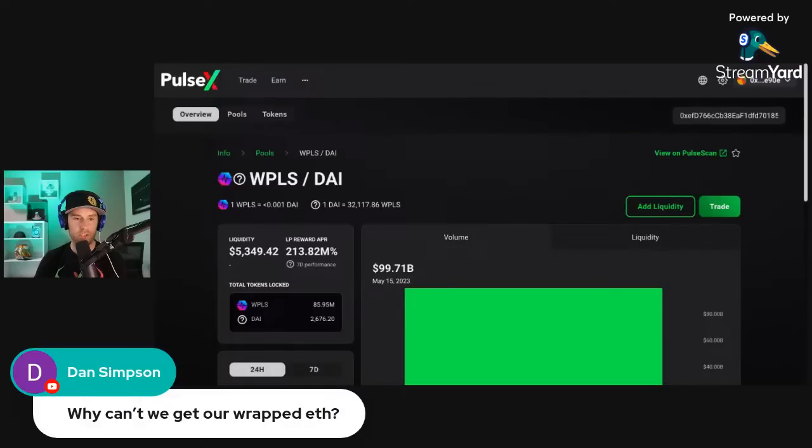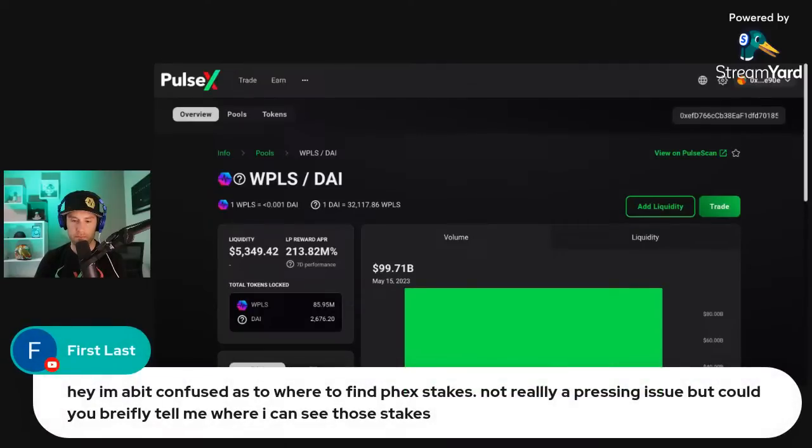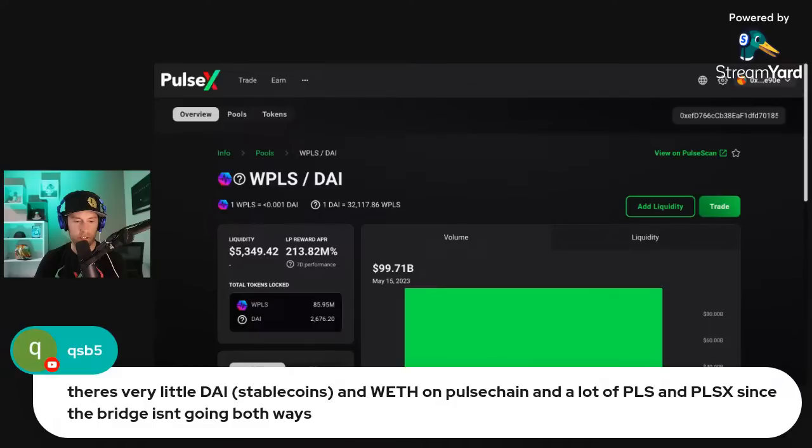Your wrapped ETH is basically held in the bridge only because there have been so many transactions, and it's basically on pause. There's very little DAI stablecoin and wrapped ETH on Pulsechain. There's a lot of PLS and PLSX since the bridge isn't open both ways. Exactly.